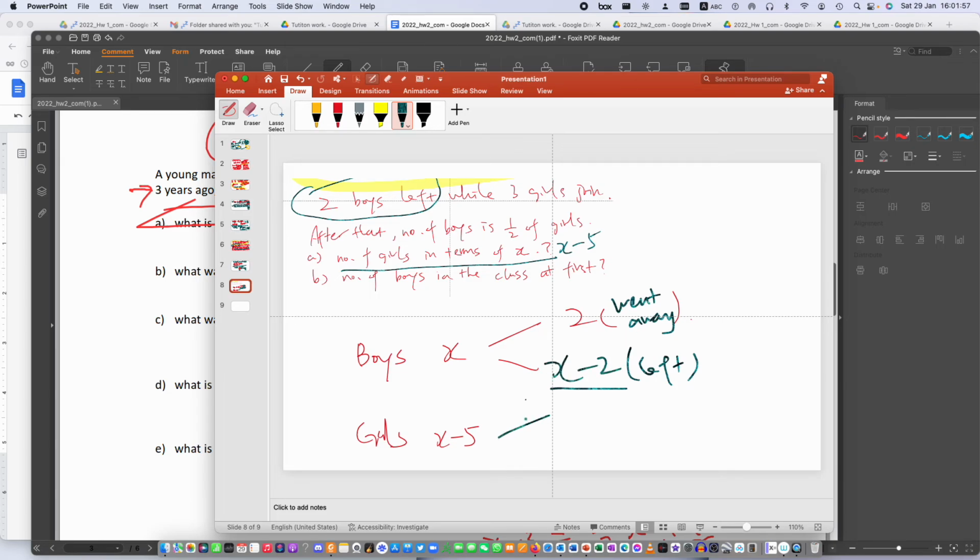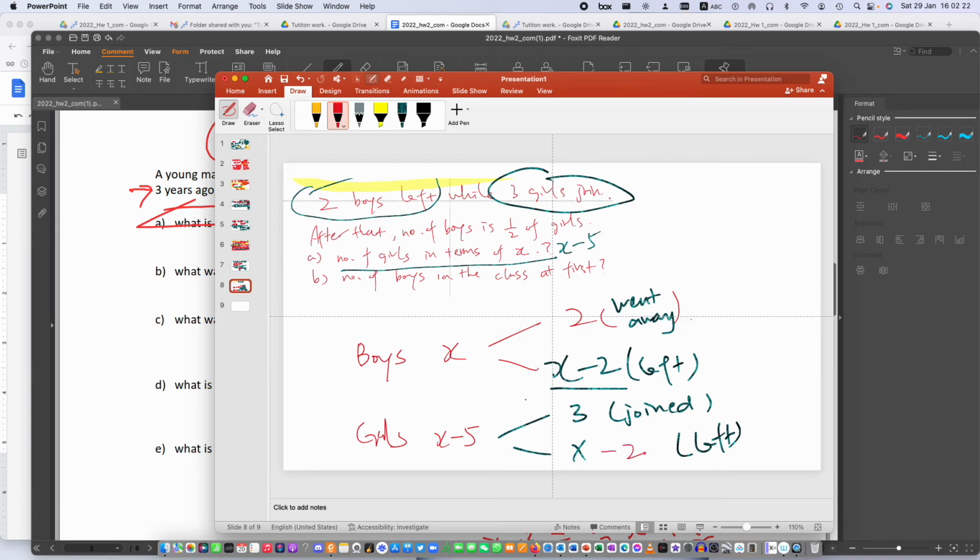Same thing. 3 girls join. You start with x minus 5, 3 girls join. What are you left with? x minus 5 plus 3. Very good. Can you simplify a little bit? Minus 5 plus 3? Minus 2. Very good.